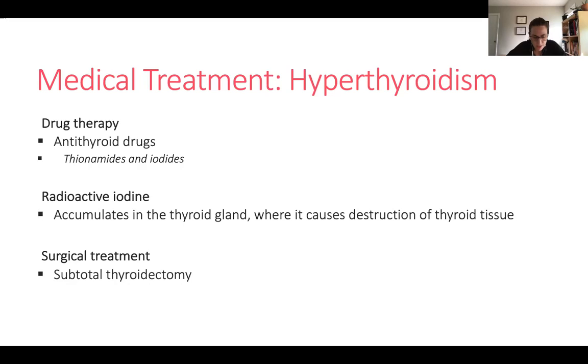As far as radioactive iodine, it accumulates in the thyroid gland and it causes destruction of the thyroid tissue. So the radiation that they get from that is not one that causes a threat to others, like the ones that we talked about in Unit 1. And it's a really low dose, so the side effects are minimal, but they might have some inflammation of the parotid glands. And then the surgical treatment, which is the most common, is a subtotal thyroidectomy. So they just remove the thyroid gland to solve the issue.